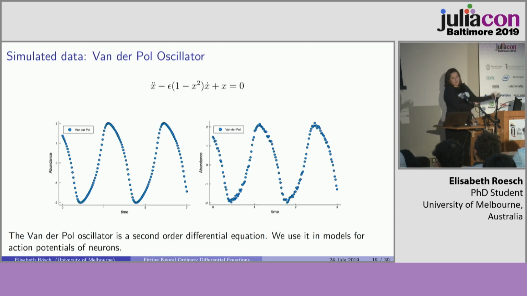Okay, the second simulated data example that I wanted to show you is the Van der Pol oscillator. So a second order differential equation system. And I chose that one because it's relevant for biological research. You use it, for example, in models for the action potentials of neurons and stuff like that. And these are two observations. On the left, it's the exact solution at just certain time points. And on the right, I added some technical noise because I already know I want to do experimental data afterwards, and I expect technical noise, obviously.